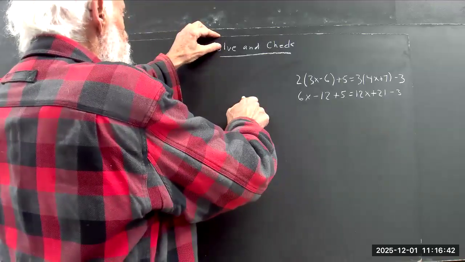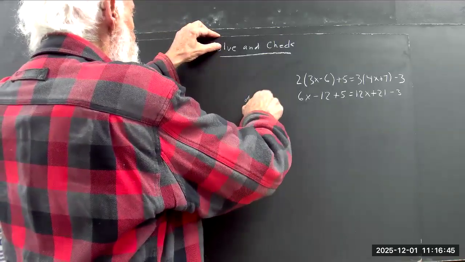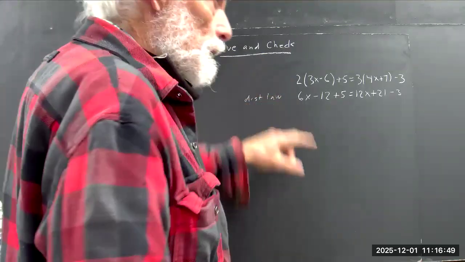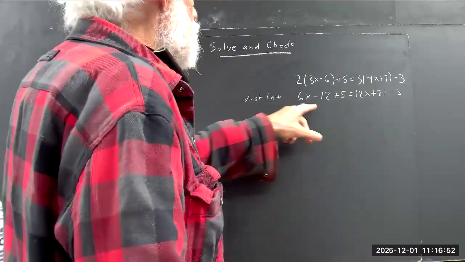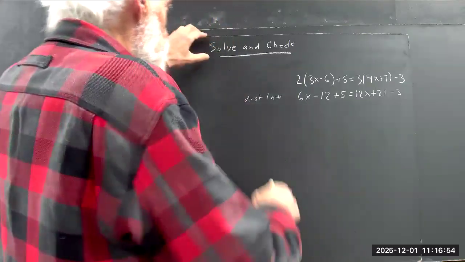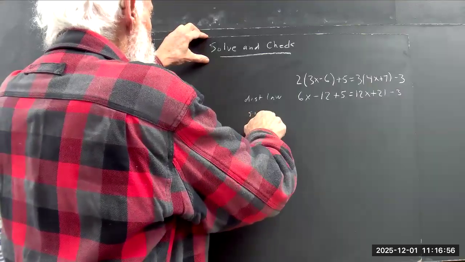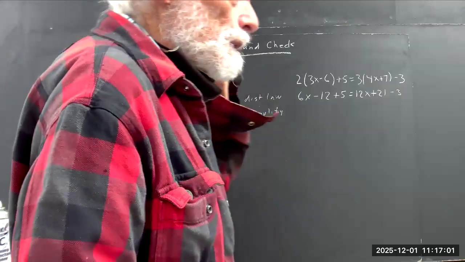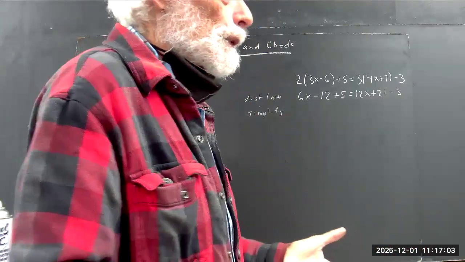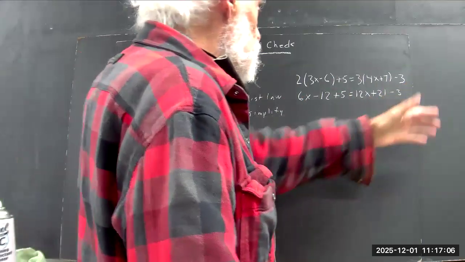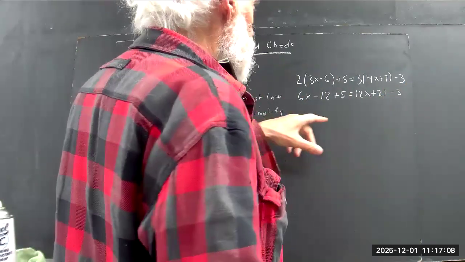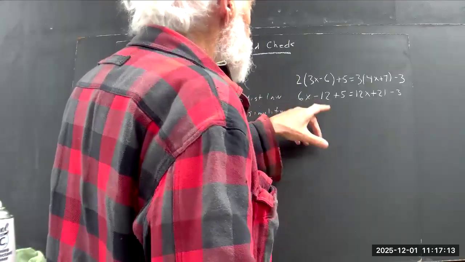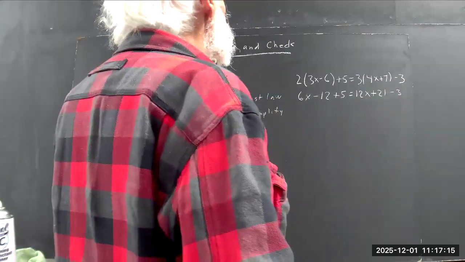So I'm going to write down a few things here. We used the distributive law to get from here to here. And you want to write out the rules that you're using. Now we simplify. There are rules that we use there, mostly the order of operations. There's no multiplication in either of these sides, and no division. So we're into addition and subtraction.